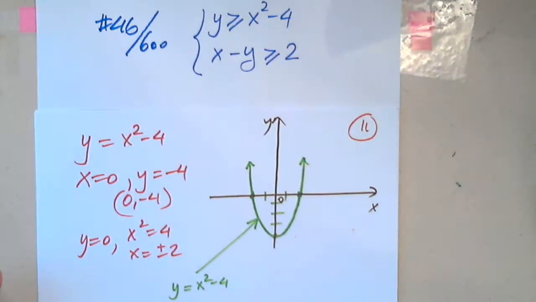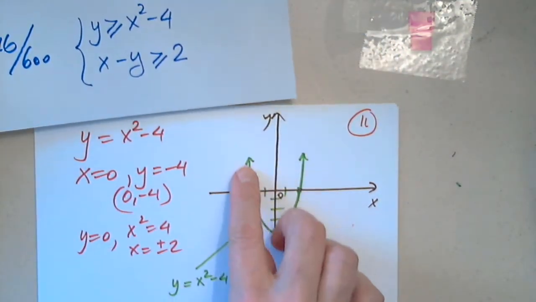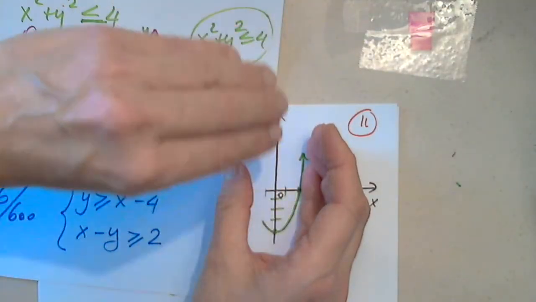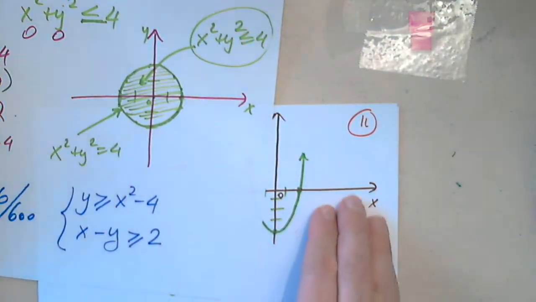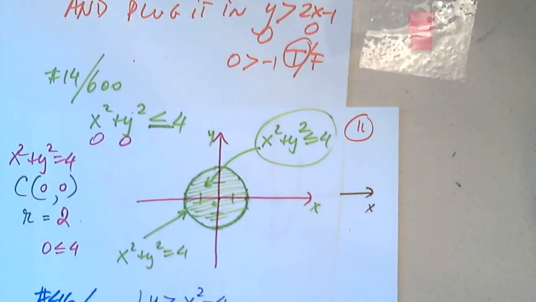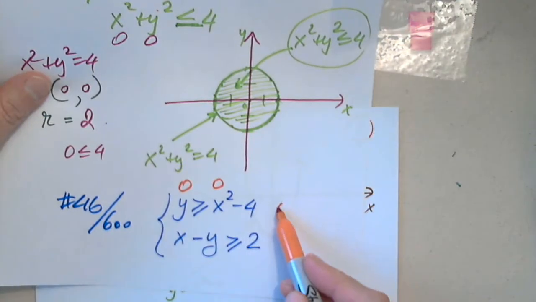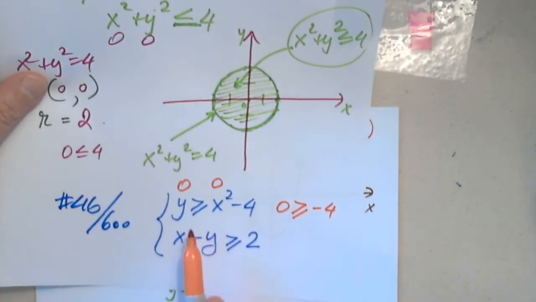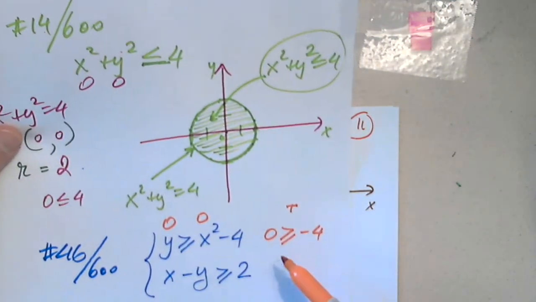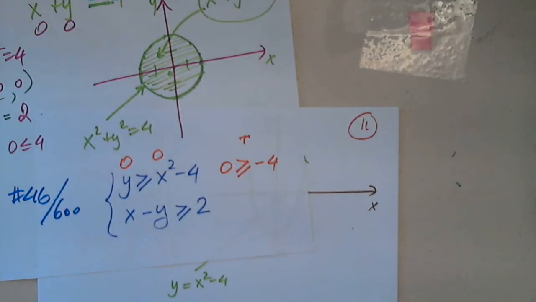Okay, next we have to solve the inequality. I see this graph divides the entire region into two pieces, the inside and the outside. I'm going to, of course, check the inside with the origin, see what I get. 0, 0. I get that 0 is greater than or equal to negative 4. If this is true, I will shade in the inside. If this is false, I will shade in the outside. Is it true or false?